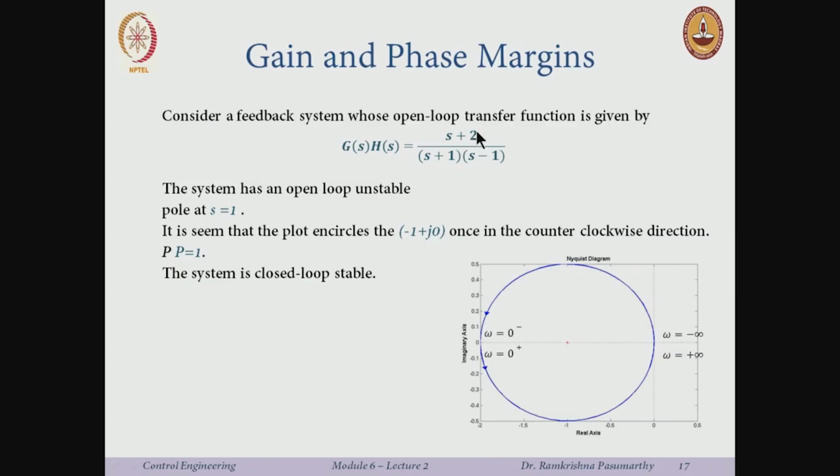I had a system with an unstable open loop pole at s equal to +1. I had a 0 and this one. So, the system has an open loop pole at s equal to 1, and this is the plot. I see that the plot encircles -1 plus j0 once in the counterclockwise direction, and p equal to 1. So what should n be? N should be equal to p for stability. P is 1 and n is 1. Therefore, the closed loop system is stable.